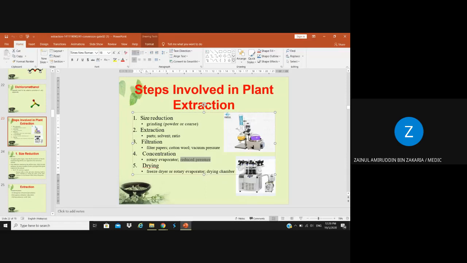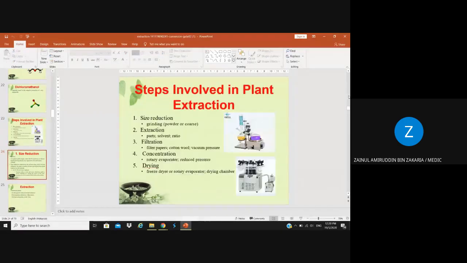So there are 3 methods of drying your extract. Why do you use a drying chamber? Sometimes when you do the evaporation process, until the last step, there is no more solvent that can be sucked up by the system and collected in the yellow flask.